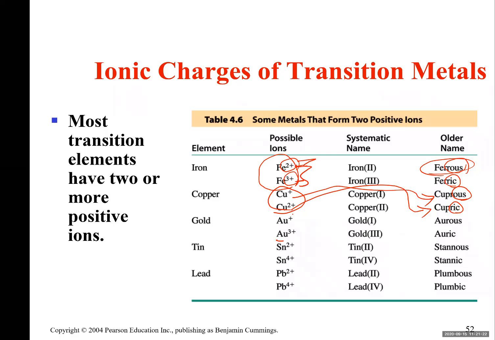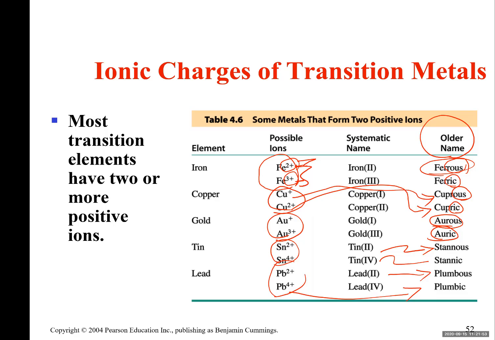If gold has 2 possible charges, lower charge aurous, higher charge auric. If Sn has 2 possible charges, lower charge stannous, higher charge stannic. If lead has a higher and lower charge, the lower charge is plumbous and plumbic for the higher charge. The only problem for this system, which is the older system, is it doesn't tell you what the charge is. Is it 2? Is it 3? Is it 4? Is it 1? You don't know.